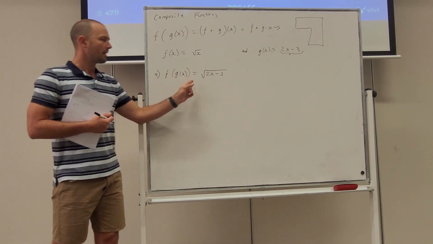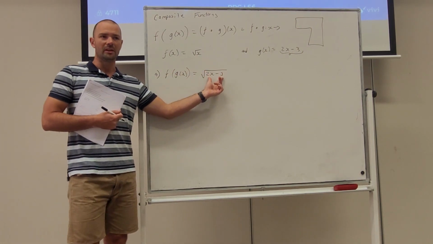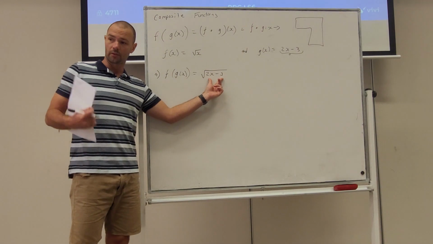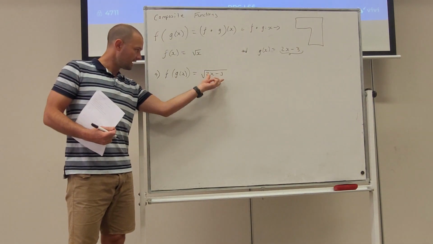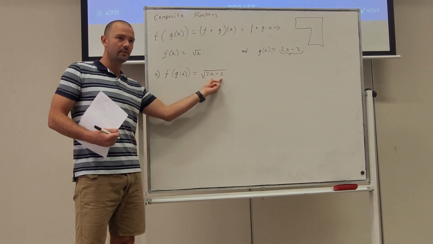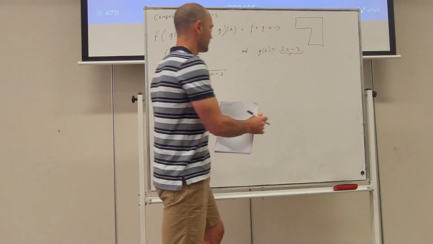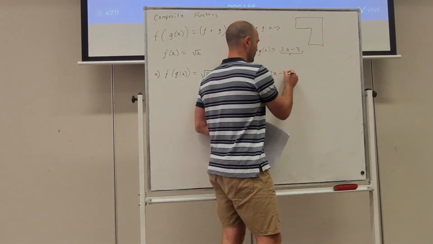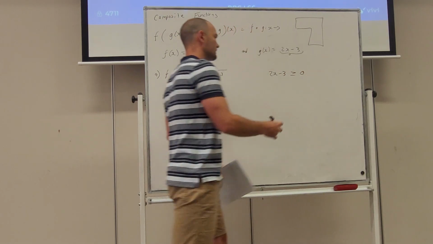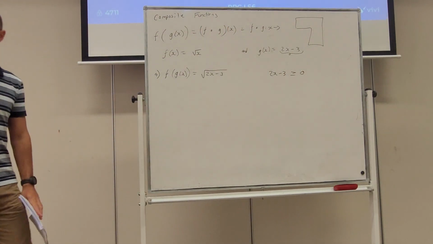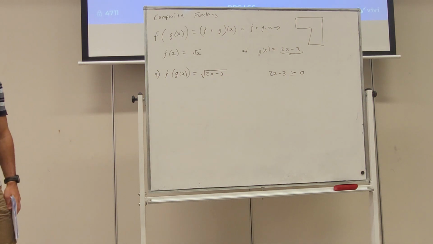So we have the square root of some number, and we know in order to graph this on the Cartesian plane, the inside here has to be greater than or equal to 0. We can't square root a negative number. So the domain is: 2x take 3 must be greater than or equal to 0. And we're going to go through and solve this inequality.